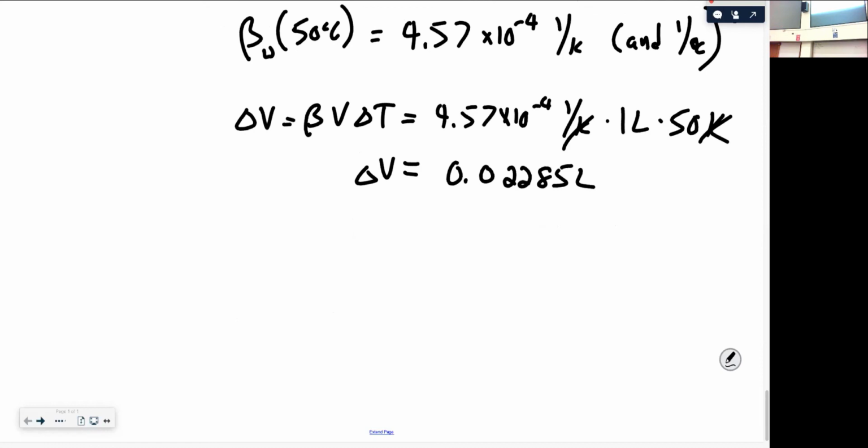Great. So you had 1 liter of water to start with, and 50 Kelvin, 50 degrees Celsius later, you've got 1.02285 liters of water. What's the point of this silly example? It's about a 2% increase, a little more than 2% increase.